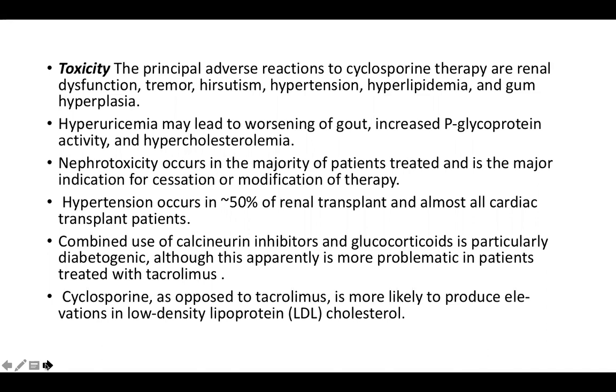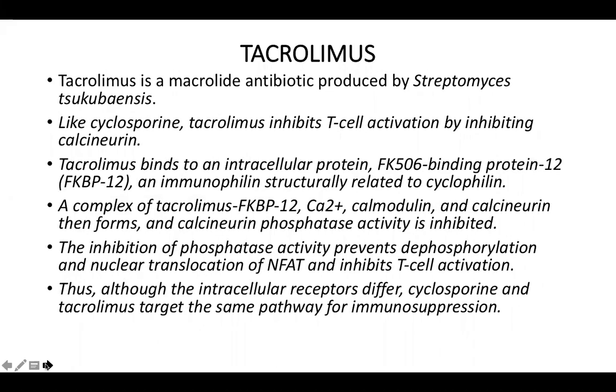Hypertension occurs in 50% of renal transplant and almost all cardiac transplant patients. So combined with the calcineurin inhibitors, glucocorticoid is particularly diabetogenic. Healthy people will become diabetic once they are taking cyclosporine or even that steroid. If both glucocorticoids and cyclosporine are taken combined, the person will definitely become diabetic. Cyclosporine elevates LDL and cholesterol. That means it causes hyperlipidemia. So it's not a very healthy drug, but unfortunately there is no other option.